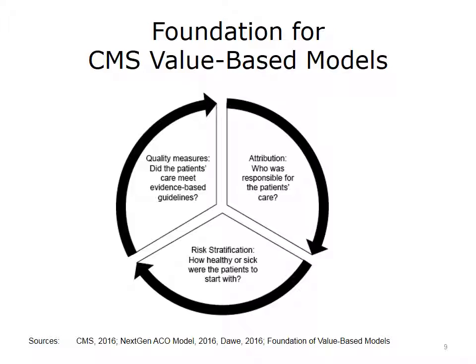CMS publishes very detailed specifications for its methods of assigning beneficiaries, and those specifications are established and updated through the Shared Savings Program regulations. Generally, a beneficiary can be assigned to a Medicare Shared Savings Program ACO if the beneficiary's primary care physician is in the ACO, or if the beneficiary goes to a specialist in the ACO for most of the beneficiary's primary care.